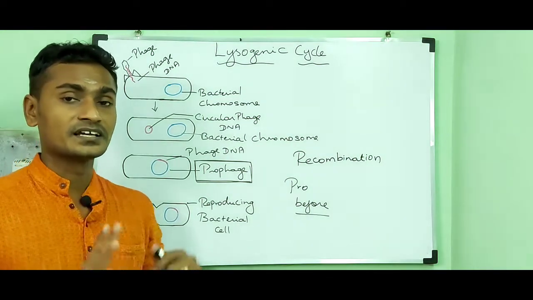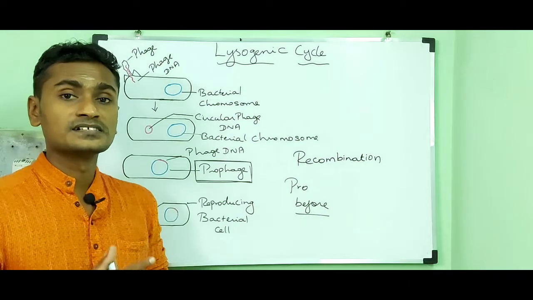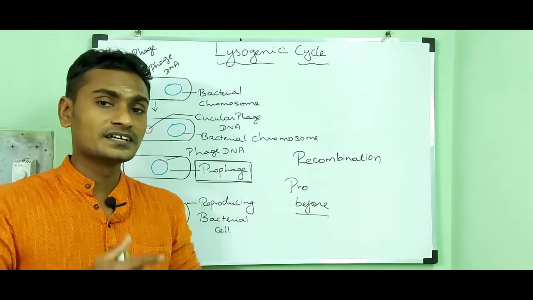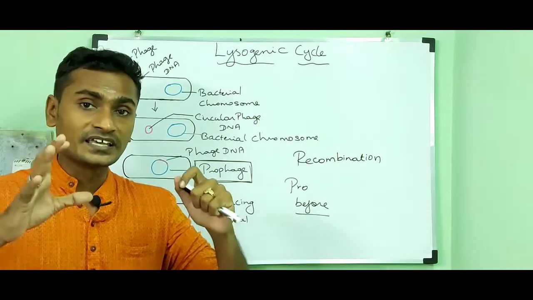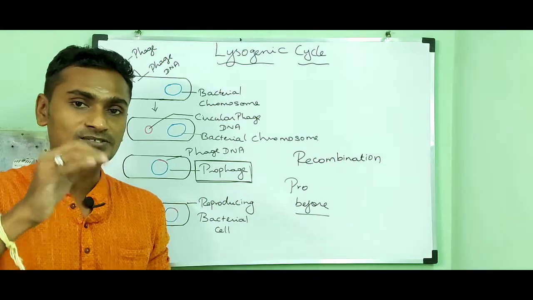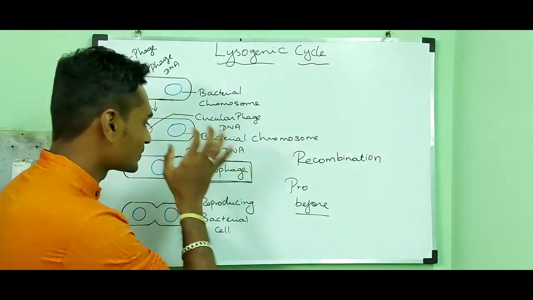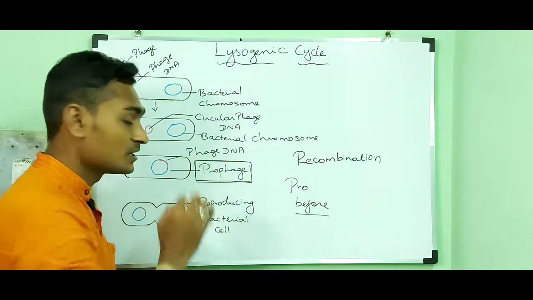As I already told you, this is the lysogenic cycle or avirulent cycle. In this life cycle, the bacteriophages are avirulent, so they are in an inactivated form, and that condition is called prophage.